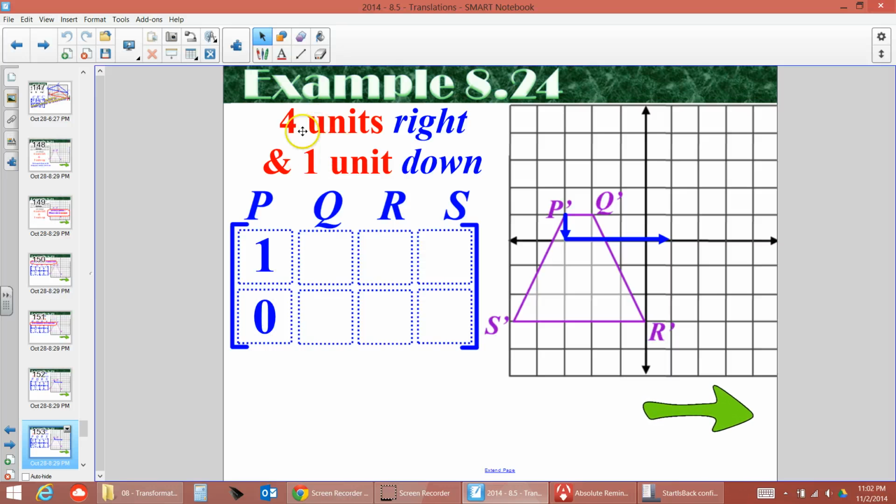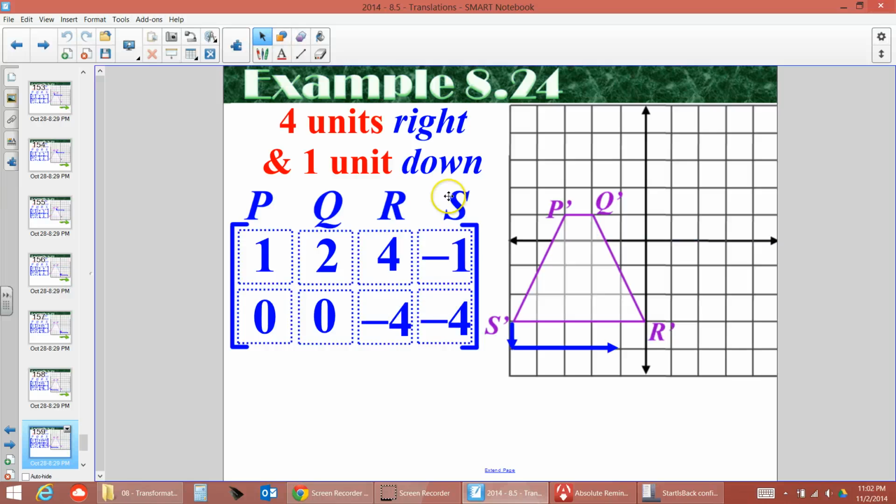So this is the translation rule we have. To work backwards, I have to do exactly that: go 4 units right and 1 unit down. We do that for each one of the points, and there's our original matrix. So if I told you to move left, you have to work it backwards by moving right. Hopefully that's sinking in. Feel free to rewind and re-listen to it if you like.